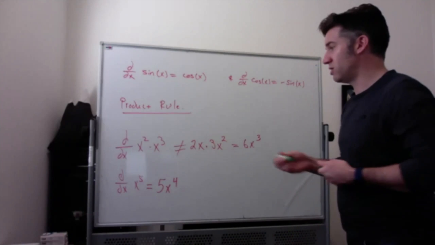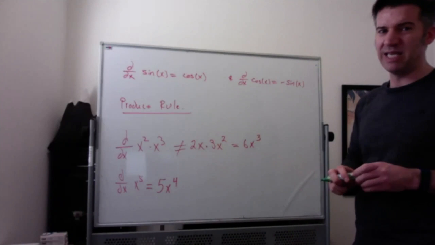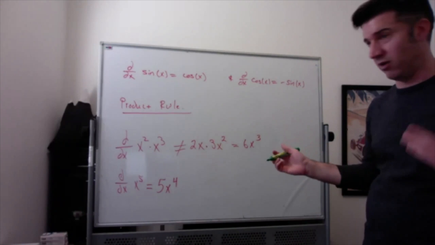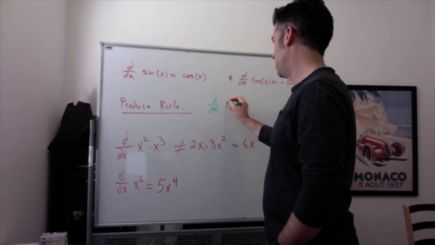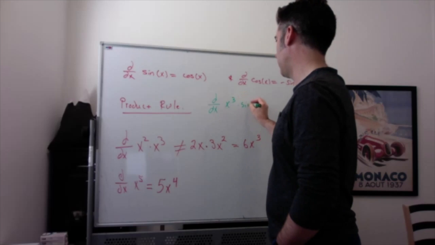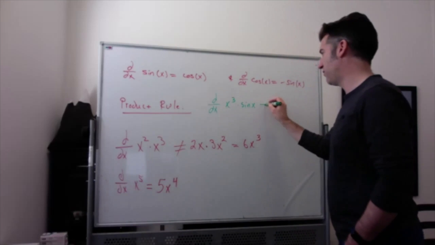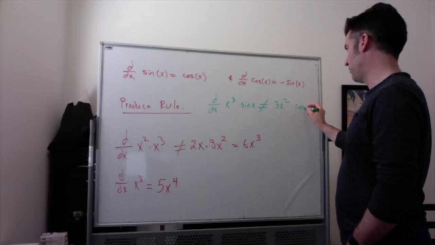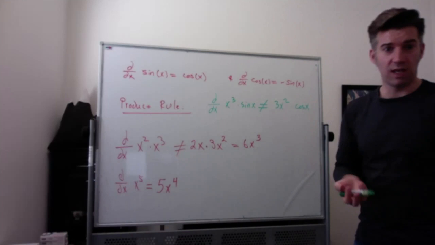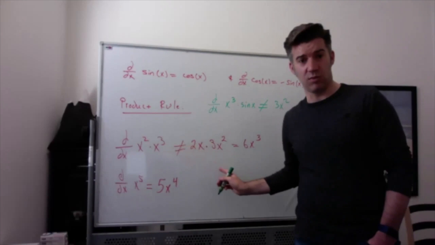The reason I mentioned this so strongly with this example is because it's much easier to want to do it when you can't just multiply it out. So I also want to say that the derivative of x cubed times sine of x is definitely not equal to 3x squared times cosine of x. It does not work that way, for the same reason this doesn't work.